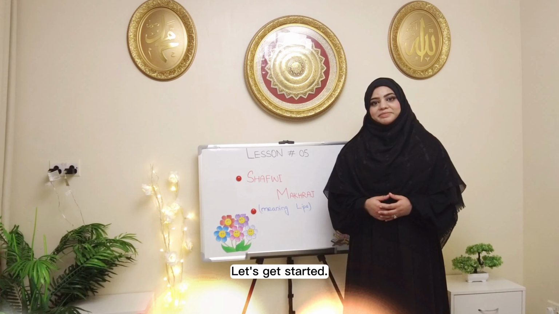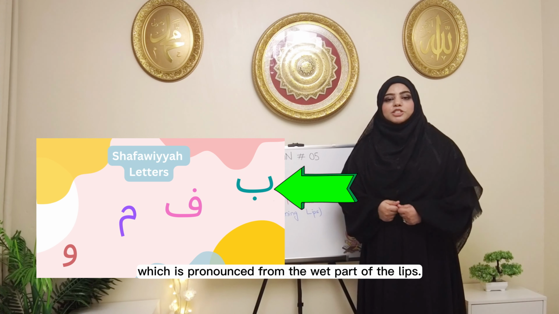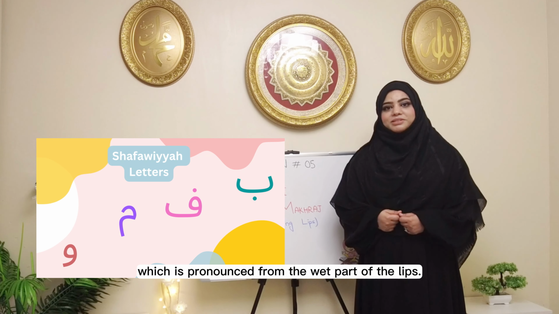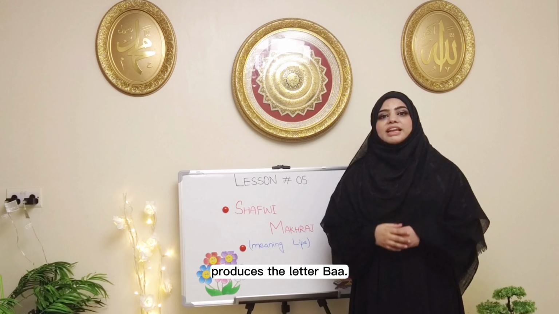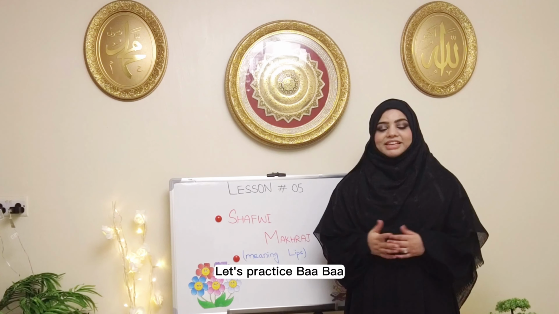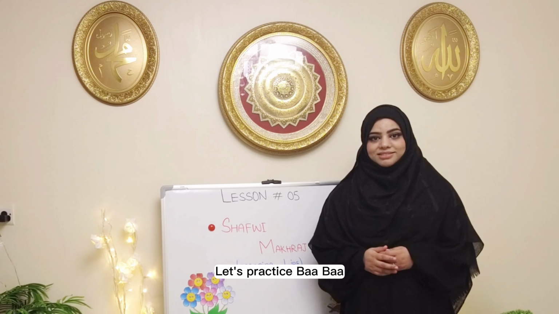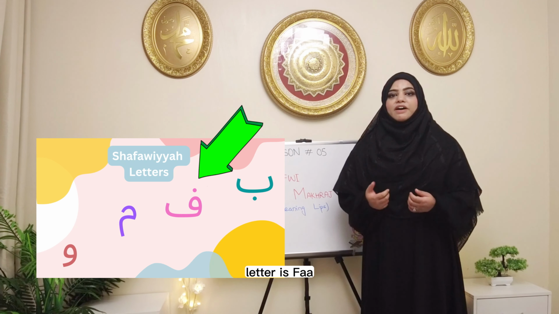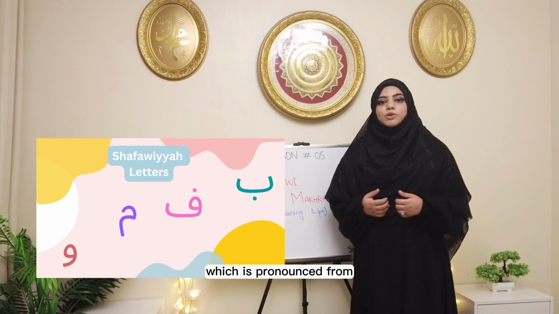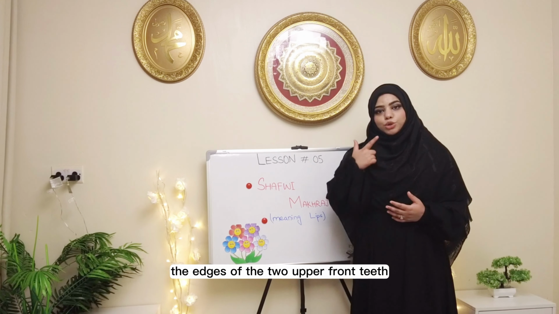Let's get started. First letter is Ba, which is pronounced from the wet part of the lips. Pressing the lips together and releasing them produces the letter Ba. Let's practice. Ba, Ba.